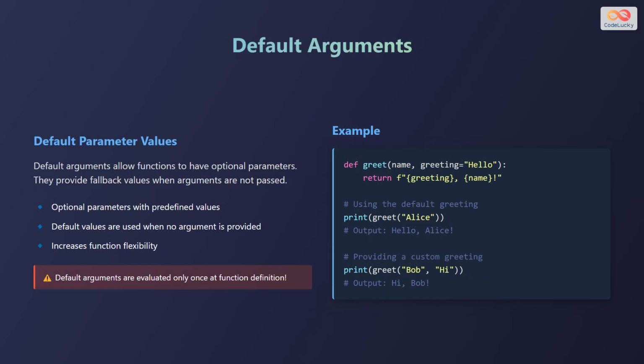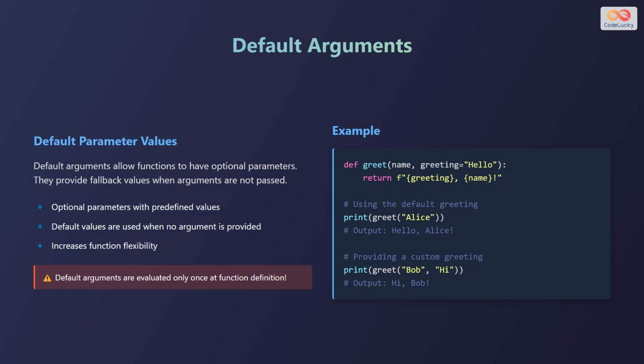Let's learn about default arguments. Default arguments allow functions to have optional parameters. They provide fallback values when arguments are not passed. These are optional parameters with predefined values. Default values are used when no argument is provided, increasing function flexibility. However, it's important to note that default arguments are evaluated only once, at function definition.